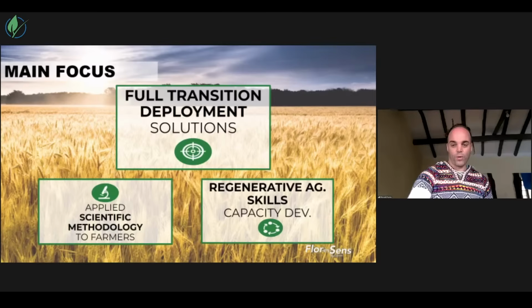So we have three main blocks, and we are slowly moving towards an extra block. We are focusing on deploying the soil food web approach that also includes applied science, because science in microbiology and soil health has a lot to offer, existing already, but how do we apply it on land? This is our goal, our purpose at FloresSens system.